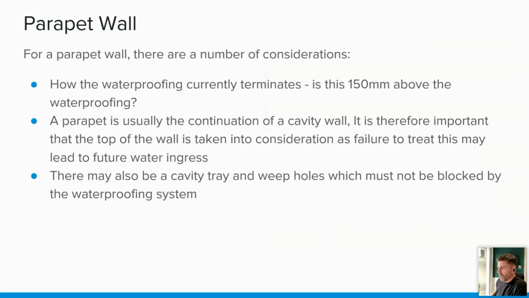What's the top of the wall? Is it a coping stone? Is it a metal capping? Is there a cavity closer there? Can water get down into the cavity? And like it says here, there may also be a cavity tray and weep holes that we saw. So we need to make sure that we have a look at those and make sure that we're not blocking off those weep holes.